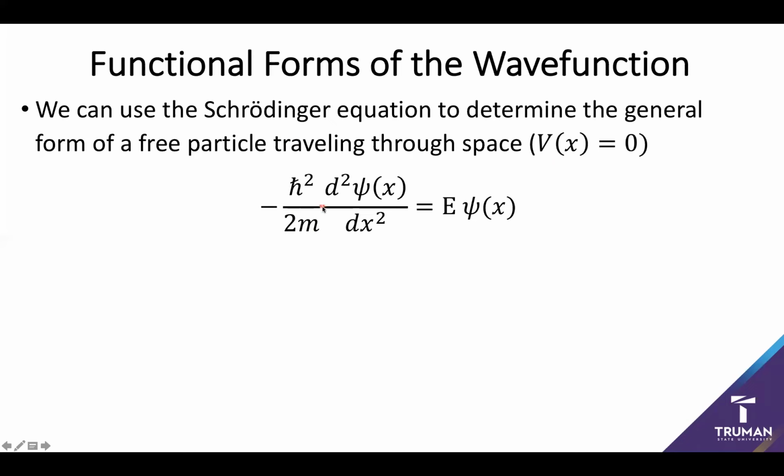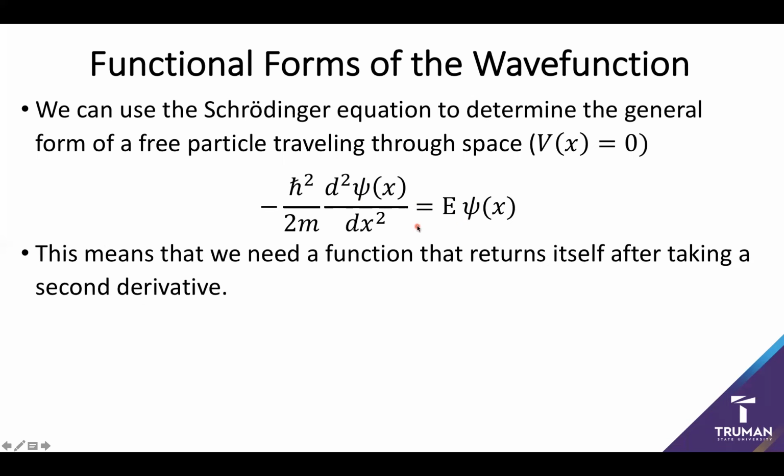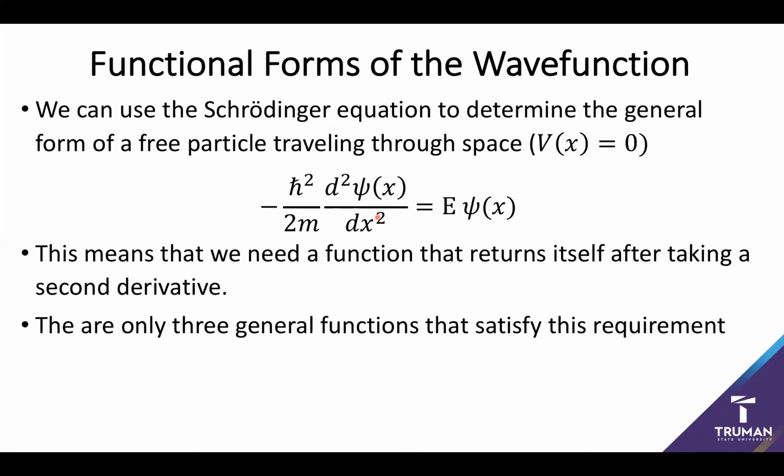So now I need to apply a set of constants, so I don't need to worry about those. But I need to apply a second derivative to a wave function and get my wave function right back. So I need a function that doesn't change after applying two derivatives. That's a little problematic, as most functions will change when you take a derivative of it. But there are three special functions that are well known for satisfying this requirement. And not too surprisingly, they're mostly trigonometric. So our three general equations are sine, cosine, and an exponential.